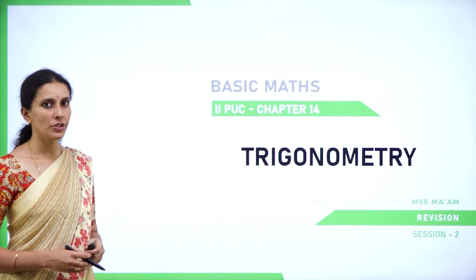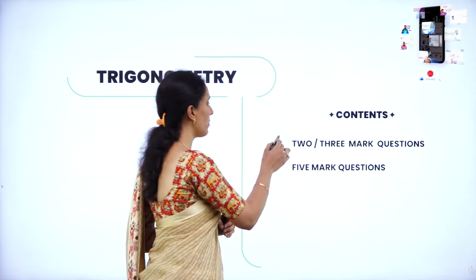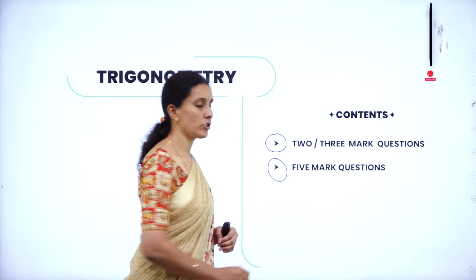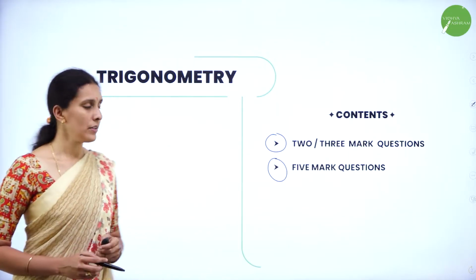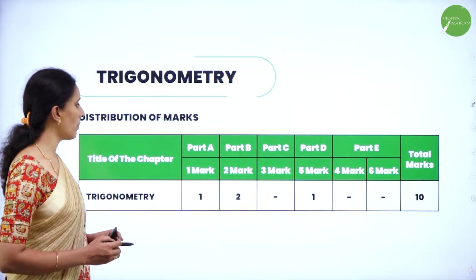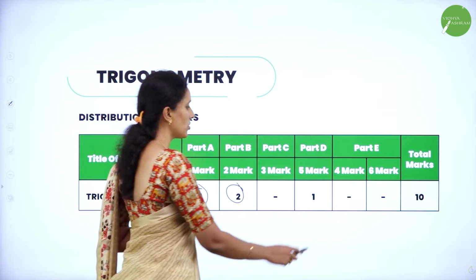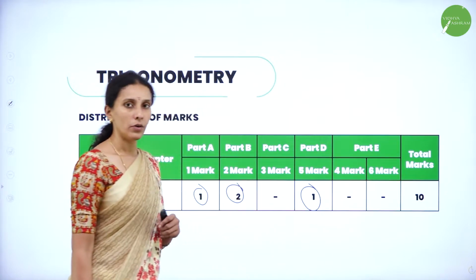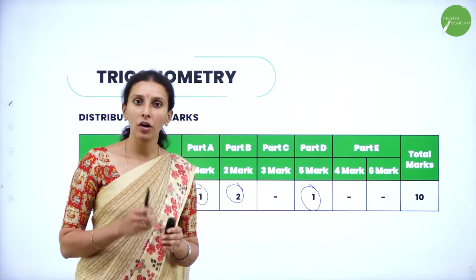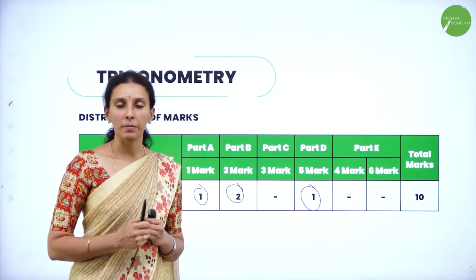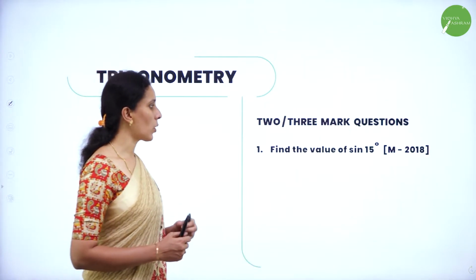So here in this session, we'll be discussing a few more problems on 2 or 3 mark questions and 5 mark questions from the chapter. So let's see the distribution of marks once again. From the chapter Trigonometry, you will be having 1 mark question, 2 mark question, 1 5 mark question. So in total, you will get 10 mark question. Sometimes they may ask you for 3 mark question from the chapter Trigonometry. Let's start with the problems related to 2 or 3 mark questions.